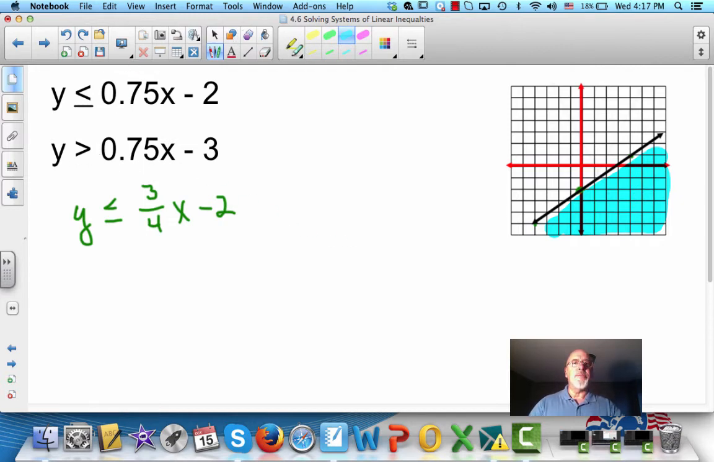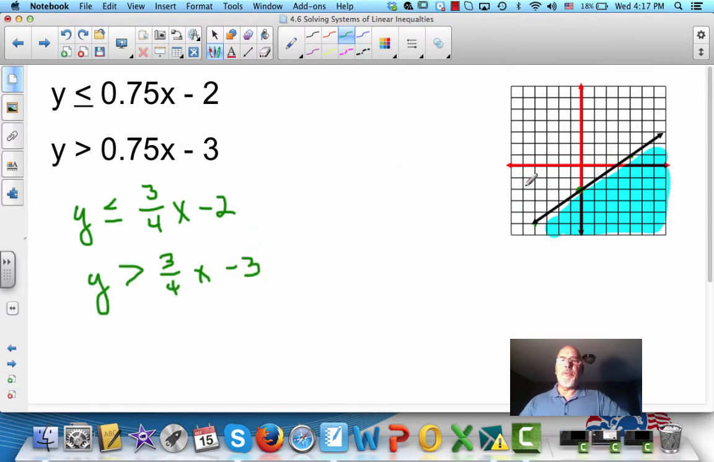All right, now we do the second one. And we've got y is greater than 3/4 x minus 3. So now we've got to come down here to -3 and put our dot. So we go -1, 2, 3. And our slope is 3/4, so that means that we're going to go up 1, 2, 3, 4. And over here it was 1, 2, 3, 4.